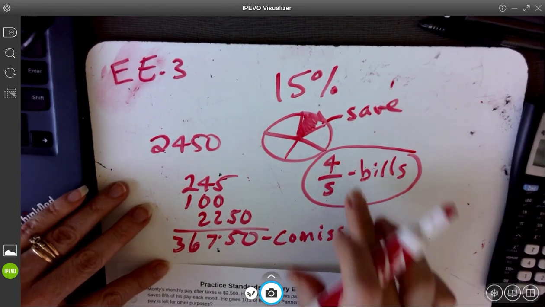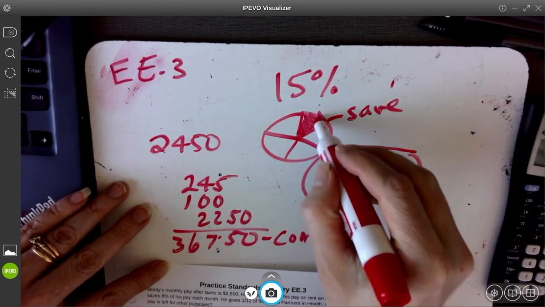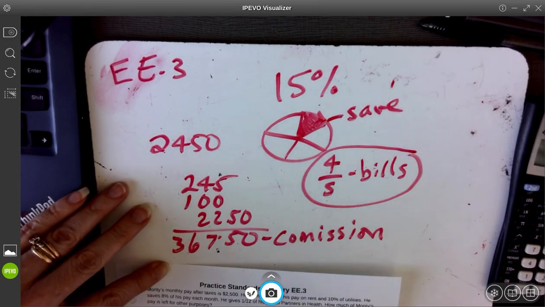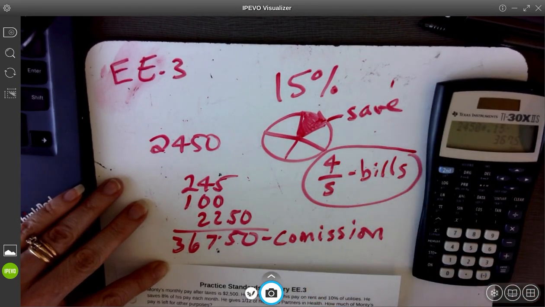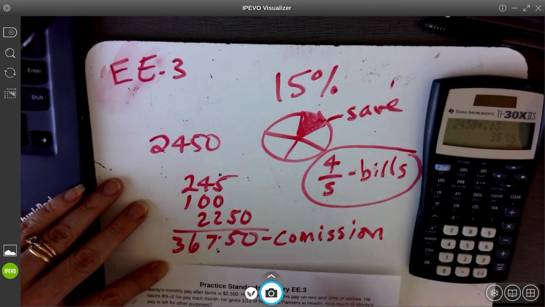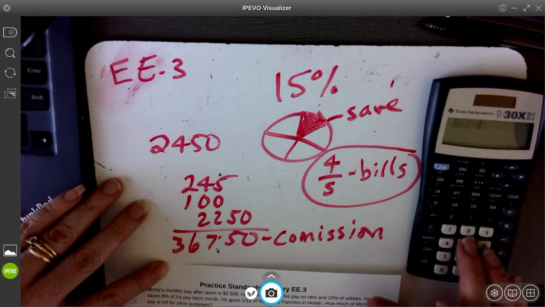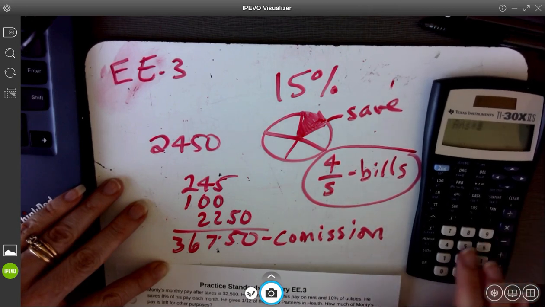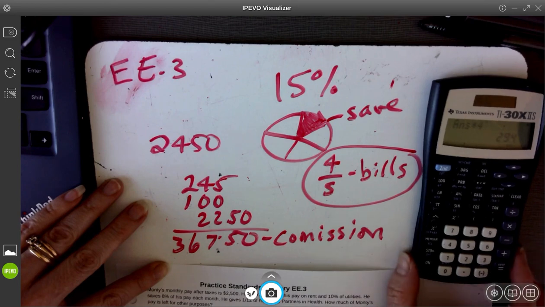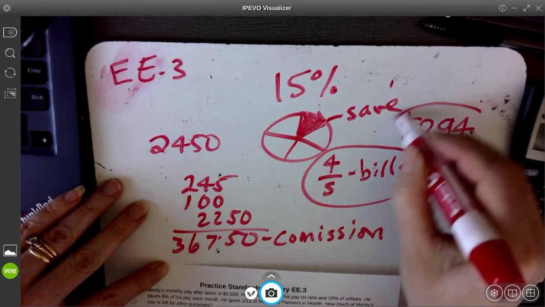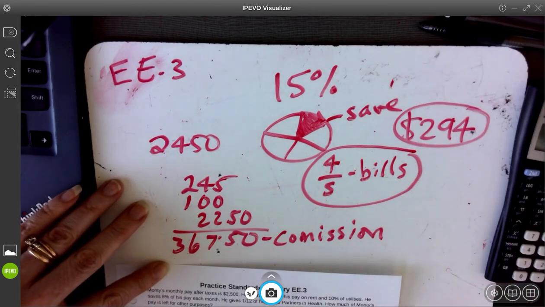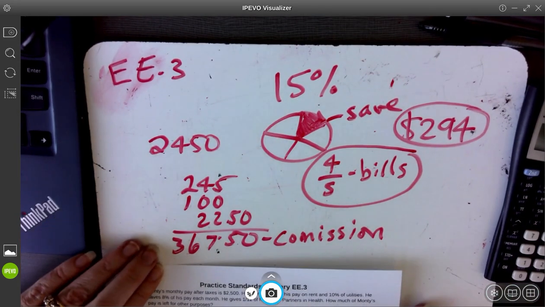Now I want to know what 4/5 of that is because I know 1/5 is going to savings, so 4/5 is what's left. So I'm going to use the old divide by the denominator, multiply by the numerator. So I have my 367.50 divided by 5 times 4 gives me $294, which is how much Terry has left to spend on bills.